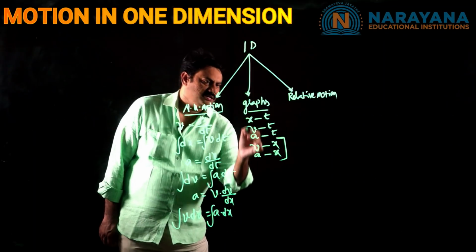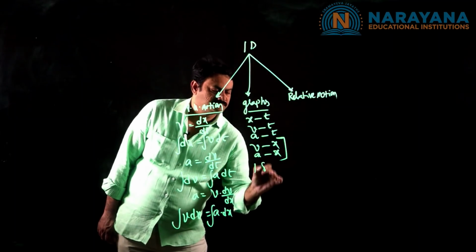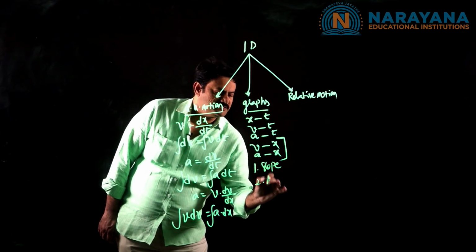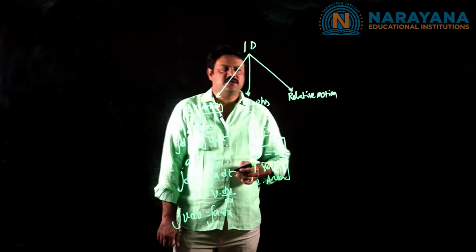So from the graphs point of view, if you consider any question related to graphs, generally we can use two important points. One is slope and the second one is area. These two are very important points related to graphs.